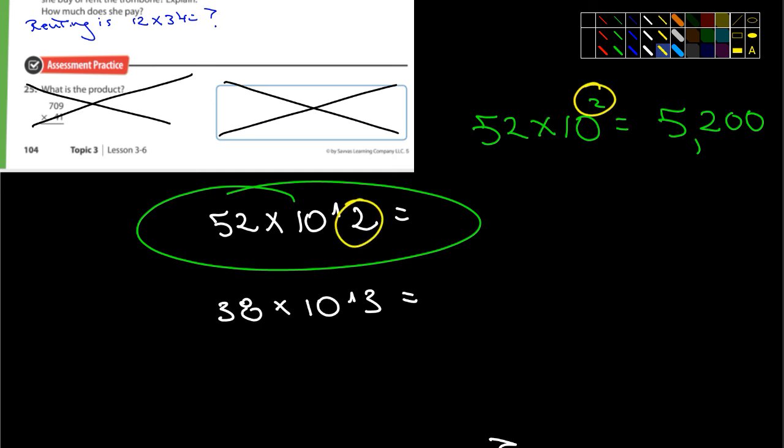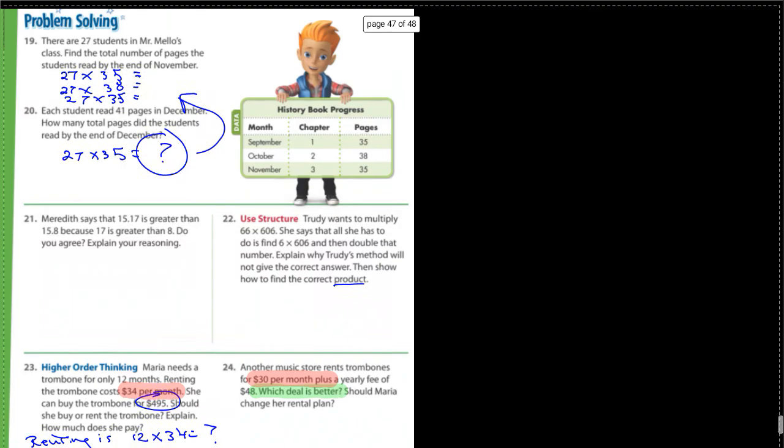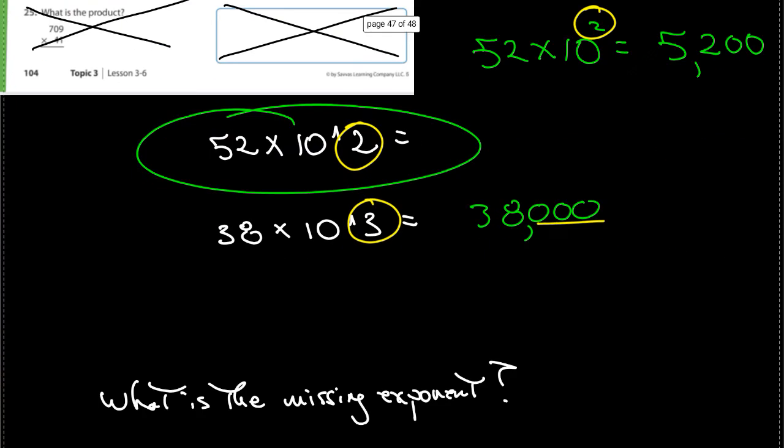Next one, Mr. Eberhardt. It's 38 times 10, and the exponent, as you can see here, is 3. What would that be? 38,000. He just added 3 zeros because, again, the exponent is 3. Put up 10 points. All right, the last two I just want to show you.